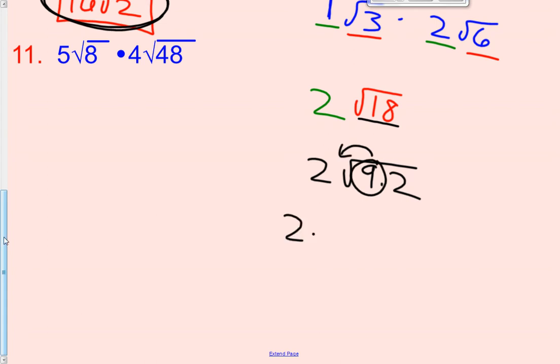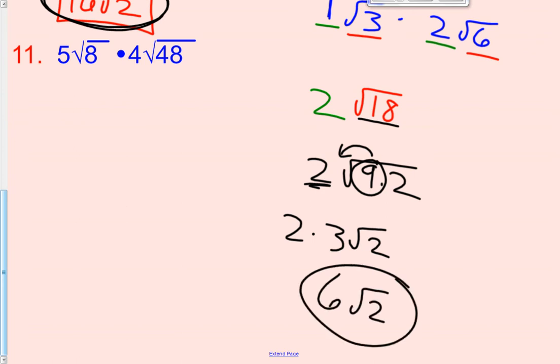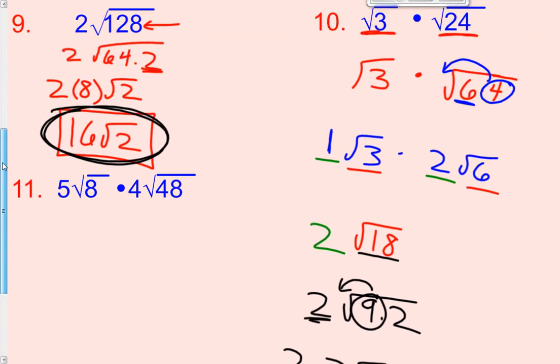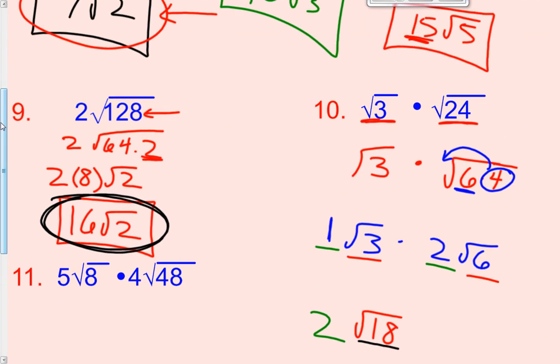So now I have this 2 on the outside, and now I have a 3 on the outside with the square root of 2 underneath the radical. And now I can multiply 2 times 3, and I get 6 square root 2. Whew! A lot of stuff in that one. My answer, 6 square root 2, is how I simplified square root 3 times square root 24.